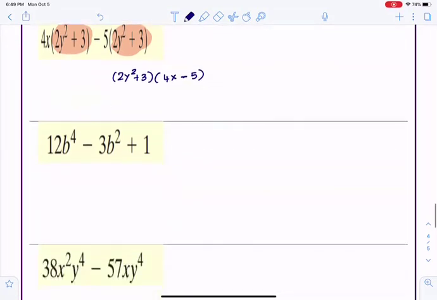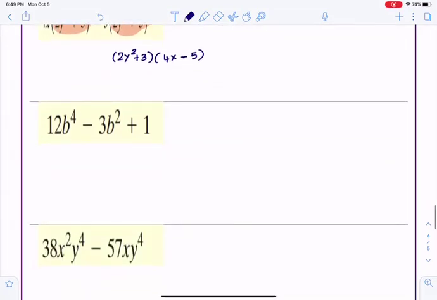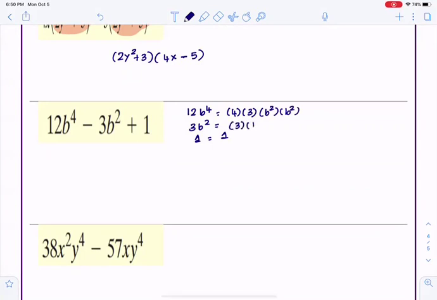The second one here, we have 12b raised 4, 3b squared, and 1. 1 is just 1. There's nothing we could do about that. Now 12, we want to write it in terms of the smallest number that is not 1. I could write 12 as 4 times 3. And the smallest exponent in b that we see is b squared. So I'm going to write b raised 4 as b squared multiplied by b squared. So the second term would simply be 3b squared.